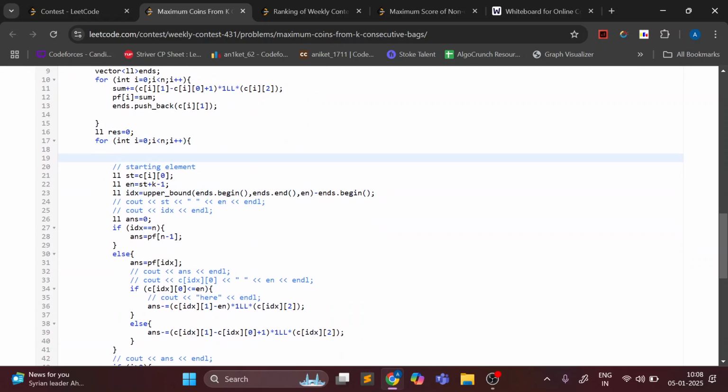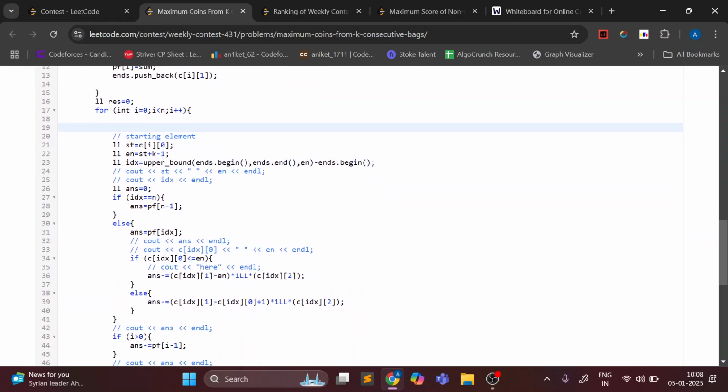Now there are two conditions. One is for if this current interval's start element is a maximum segment's start element, which is let's say c of i comma 0, and its end would be starting element plus k minus 1.